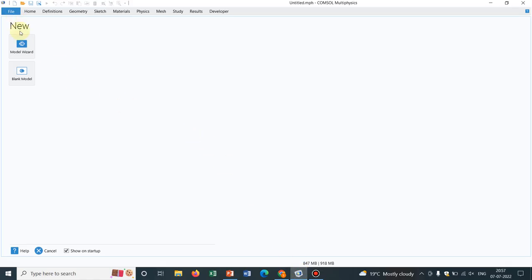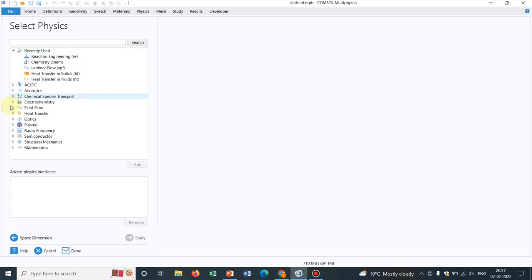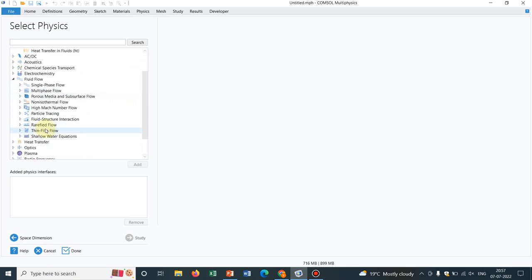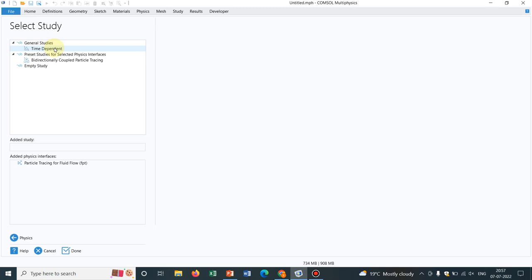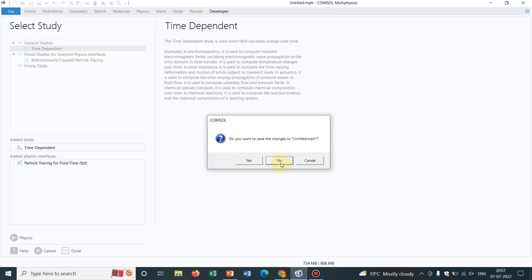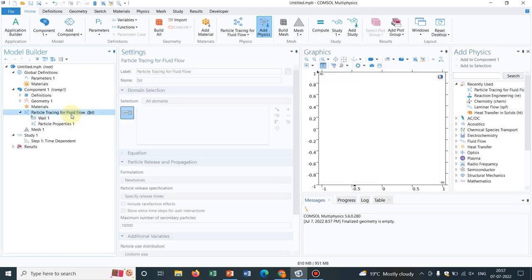Initially I click on model wizard. Again I can take 2D and we can look for the FPT in the fluid flow module. So in fluid flow, you'll see there is one option that is particle tracing. In particle tracing we have various options like fluid particle interactions, and particle tracing for fluid flow. For the time being we'll be using this, so I click on it and then I click on study and choose the time dependent one. So that will take me to the COMSOL interface having this particle tracing for fluid flow module.